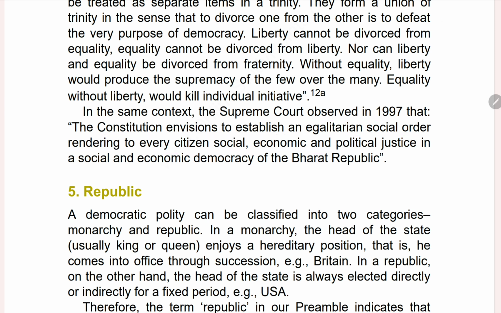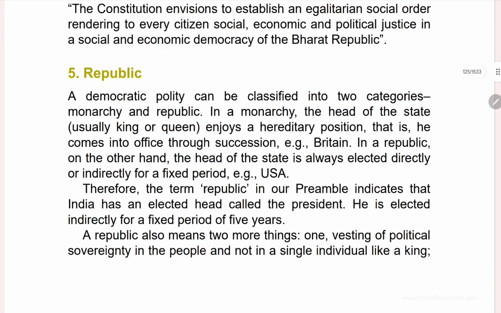Now we will see a term called republic. We call India the Republic of India. So why is India a republic? Basically, a democratic polity can be classified into two categories, that is monarchy and republic. In monarchy, the head of the state, usually a king or queen, enjoys a hereditary position, that is, he comes into office through succession, birth after birth, like in Britain.